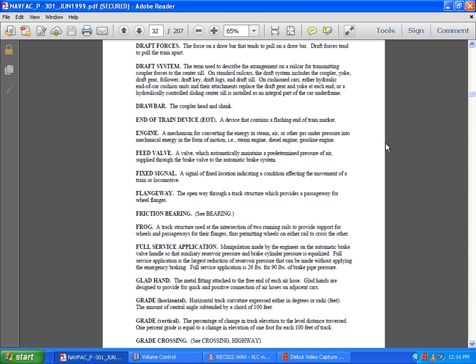The glad hand is the metal fitting of the free end of each air hose. The glad hand is designed to provide quick positive connection of air hoses in adjacent cars.